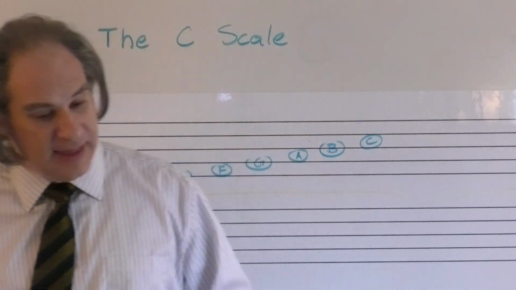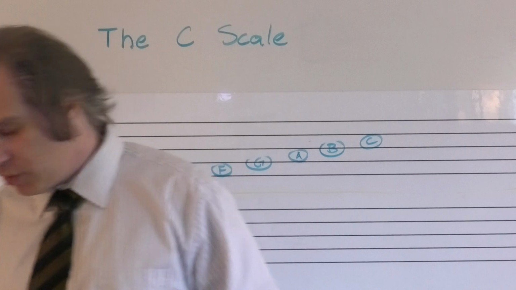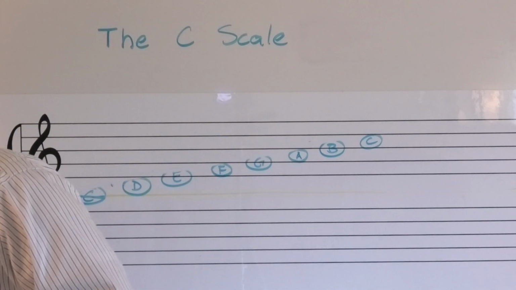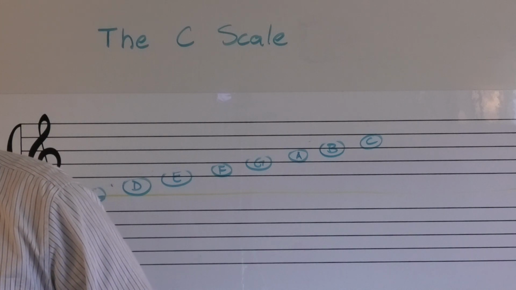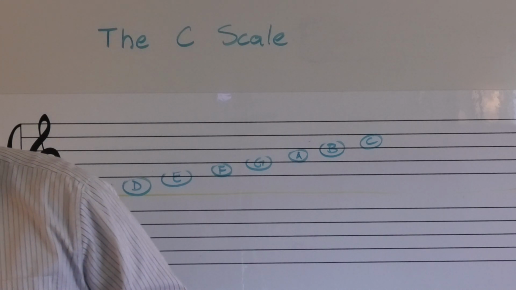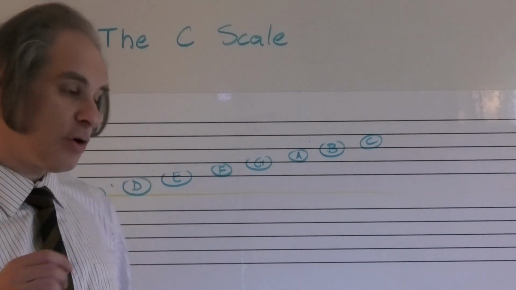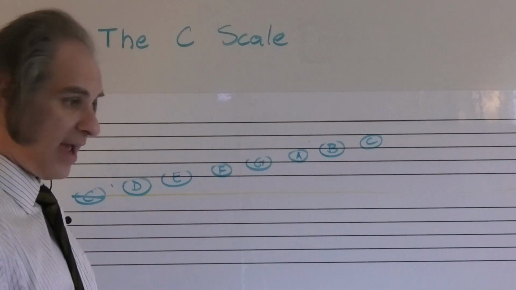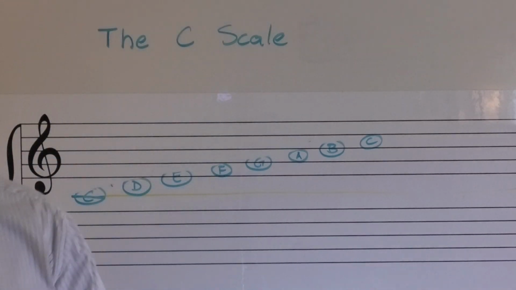Now, if I play that same thing, but I start and end on F, then we're in the key of F. We're using the F scale. That's F. This is C, F. I can play a song in either C or F. So let's look at the F scale here.